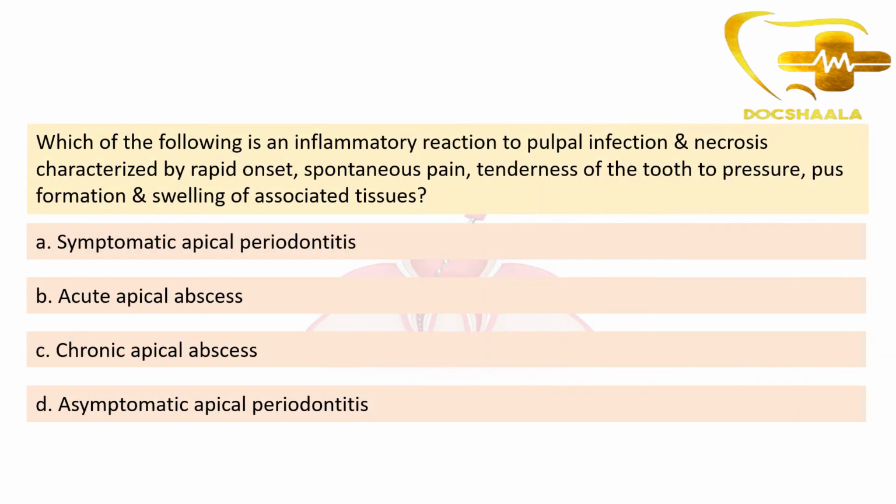So let us come back to the question. In our question, the tooth has a pulpal infection, necrosis, rapid onset, spontaneous pain, tenderness, pus formation and swelling of associated tissues, which we have seen in our previous slides. It is acute apical abscess.